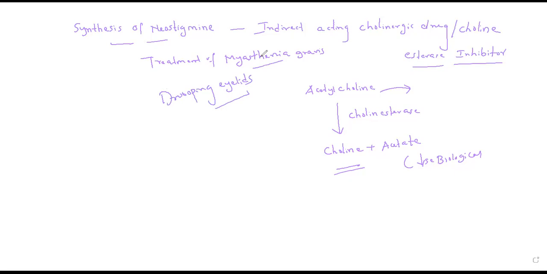the persons will have a lot of trouble or difficulty in talking and walking also. Okay, and at the same time, this neostigmine can also be used in the treatment of urinary retention problems. Okay, so there are two important indications of neostigmine. One is this drug can be used in the treatment of myasthenia gravis. Second thing, it can be used in the treatment of urinary retention problems.